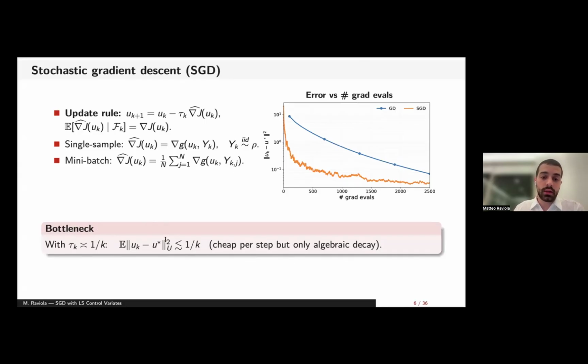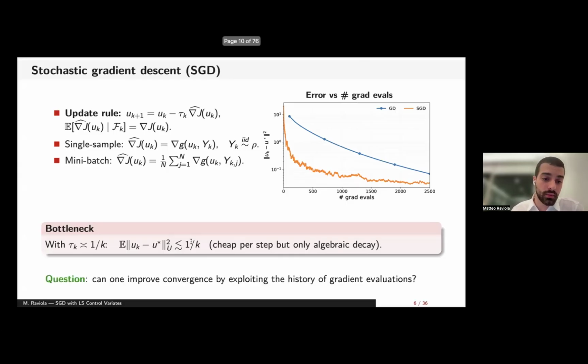And the convergence rate that we get is 1 over k. So this algorithm is very cheap per step, but it only achieves algebraic decay of the error. So now the question is, can we do better than that and improve convergence, perhaps exploiting the history of the gradient evaluations? And this is a question which has been tackled, I would say, in the last 10 to 15 years by multiple works.